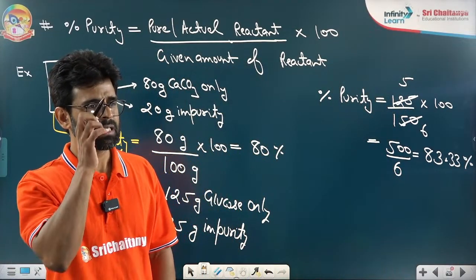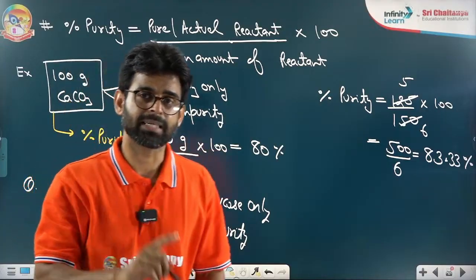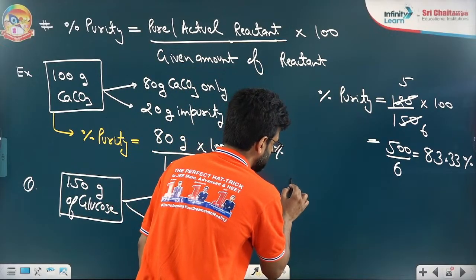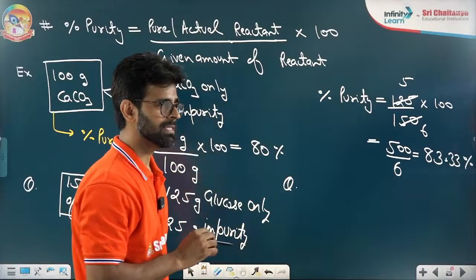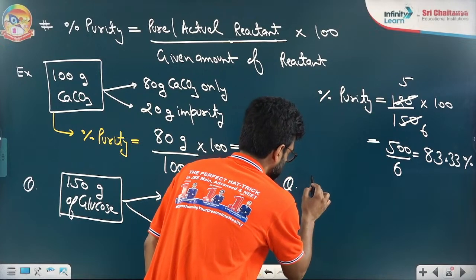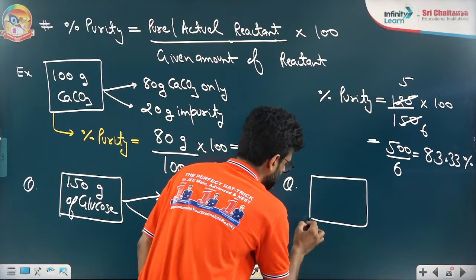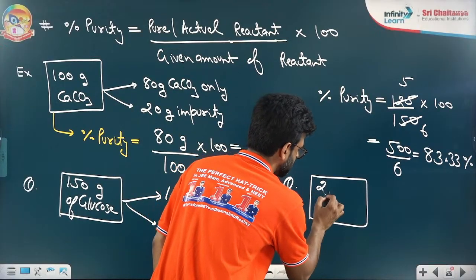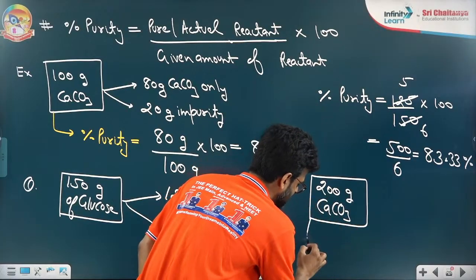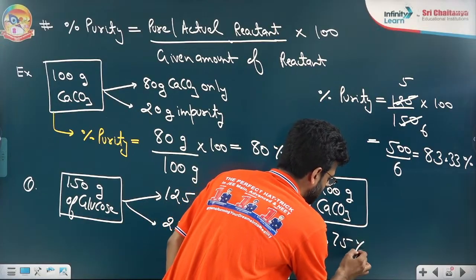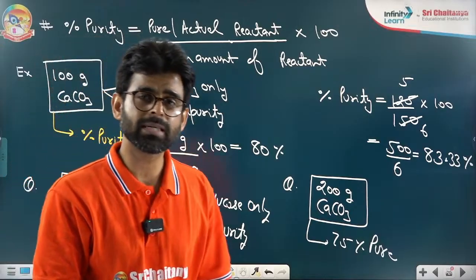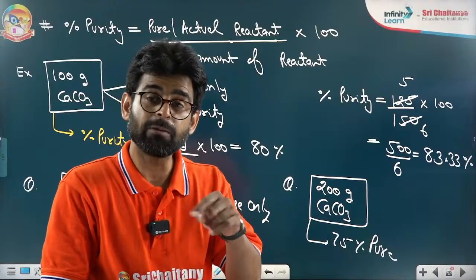I hope we are clear now. So almost 83. Now I am asking the reverse. Look at this, what I am asking. Imagine in this case a packet is writing that it has 200 gram CaCO3, and they are saying it is 75% pure.